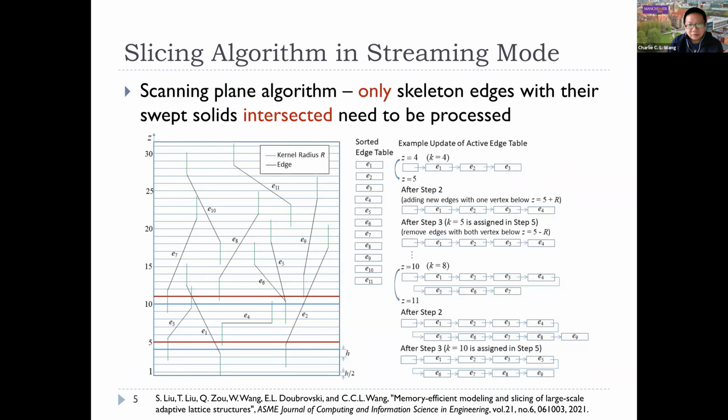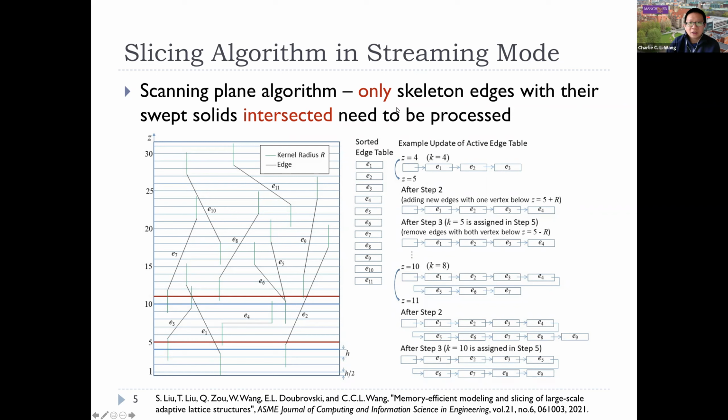After solving the representation problem, the other problem we need to solve is how to develop an efficient algorithm to generate the slicing information. It turns out we need to generate the toolpaths which can be used in additive manufacturing. Because all these skeletons are locally supported with a limited covering radius, we are able to use a streaming mode of a scanning algorithm.